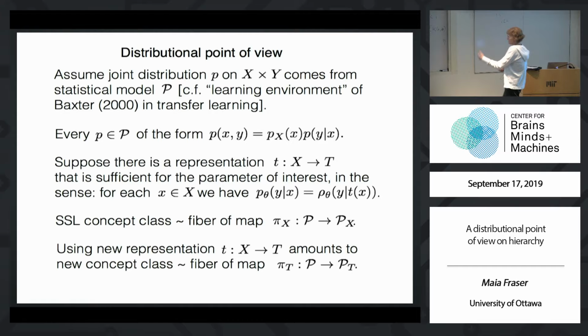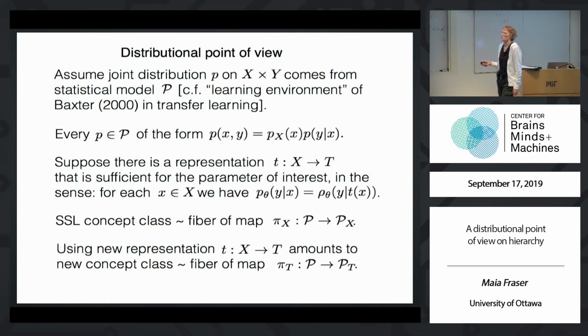A theme that I wanted to delve into is representations. Suppose there's a representation. In these models, learning proceeds to a certain stage, and then based on the transformation so far, one does further learning. In that situation, there's essentially a representation from the original space X to some new space T. The key thing is that we can still do our final learning problem based on the T values. We don't need to go back to X. So this representation is sufficient. This map T is sufficient for the parameter of interest.